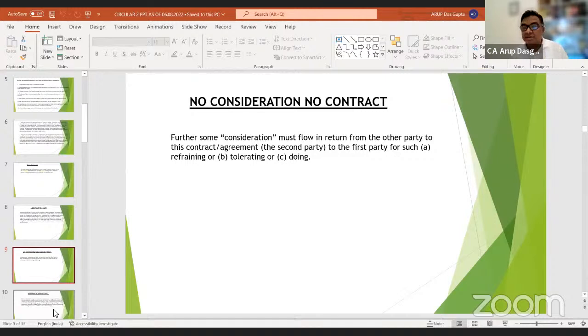We have also seen that section 25 of the Contract Act says no consideration, no contract. Ideally, if a contract is happening between two parties, take the example of the hawker and the shopkeeper. There is a contract between them that the hawker is going to sit in front of the particular shop, and in lieu of that, he's going to give some compensation to the shopkeeper. So there is a flow of consideration from one person to another.